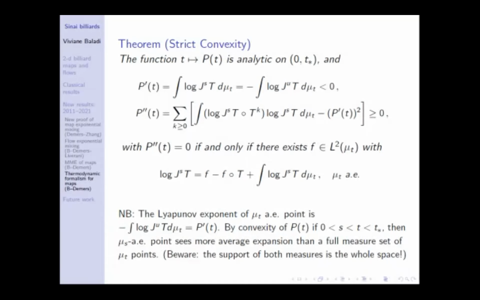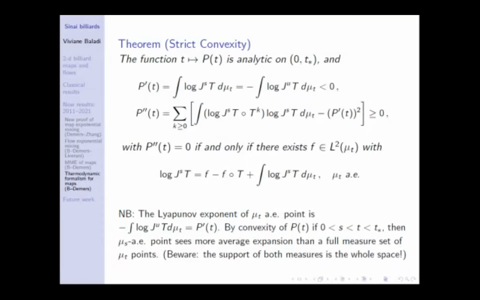And I gave this talk in Geneva last month, and several people in the audience, I don't remember if this was Giuliani or Bodino, were curious about the meaning of these measures mu t when we change the parameter. And I don't really have a good answer to this, but maybe I have just a little remark.